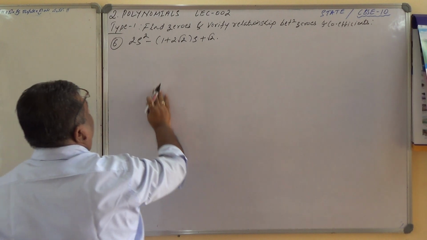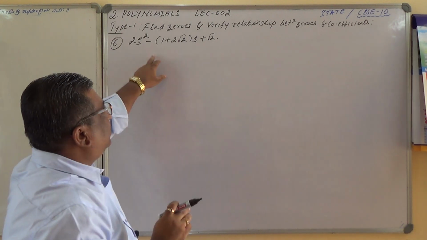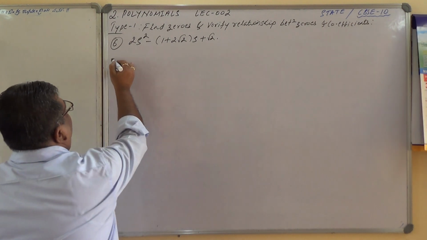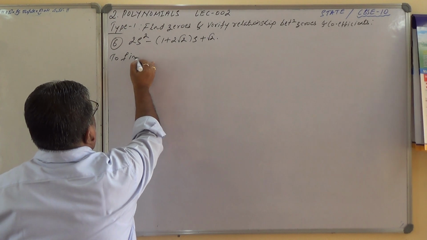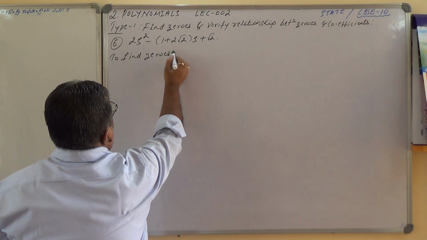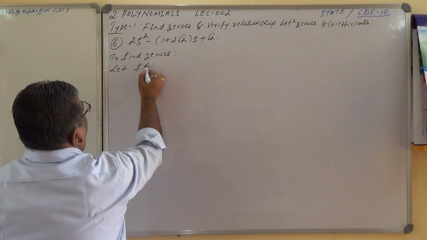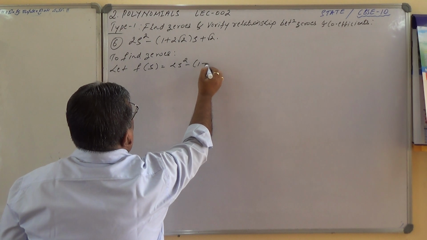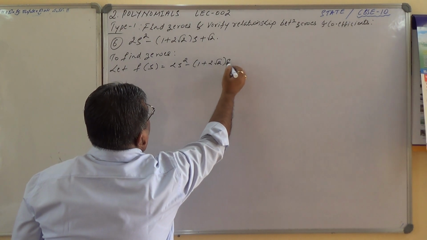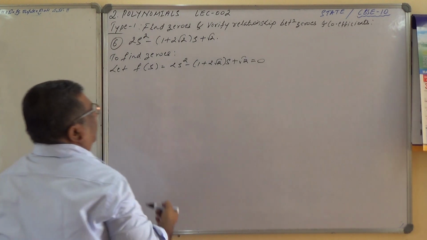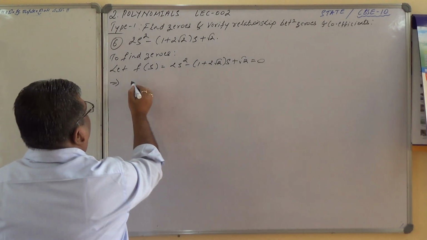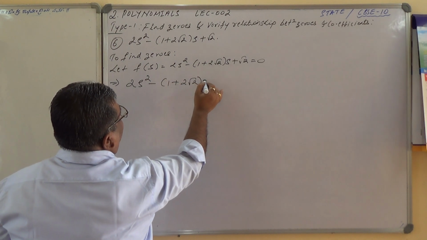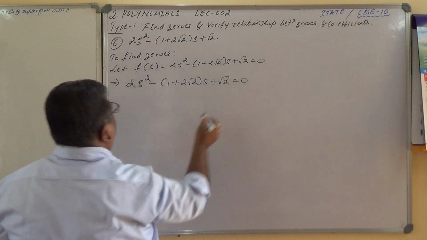So, what should I take? I have to assume this as a polynomial, no? Is it f of x? Not possible. s is a variable here. So, to find the zeros, let f of s equals 2s square minus 1 plus 2 root 2 times s plus root 2 equals 0, which implies 2s square minus 1 plus 2 root 2 times s plus root 2 equals 0.